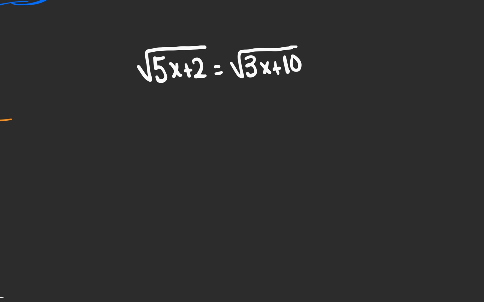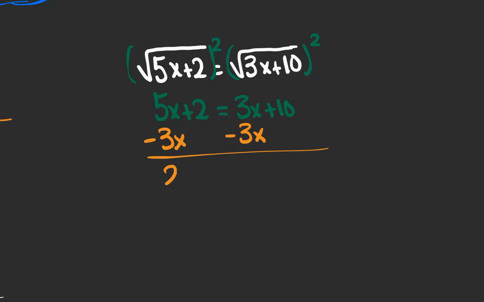For the next question, we have the square root of 5x plus 2 equals the square root of 3x plus 10. My first step is to square both sides. This will leave me with 5x plus 2 is equal to 3x plus 10. I will then subtract 3x on both sides. This will leave me with 2x plus 2 is equal to 10.